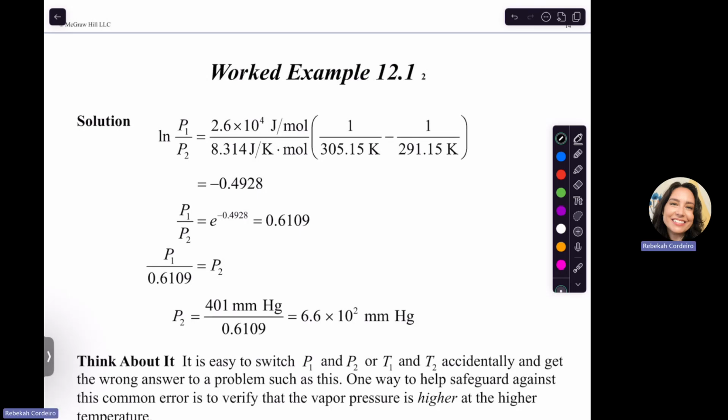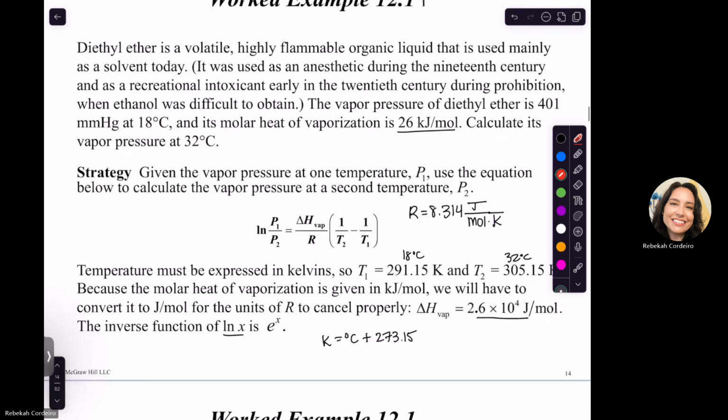They did the whole right side first and got a number. Then to get rid of the ln, we raised both sides to the e. What's kind of missing here, I think, is ln P1 over P2, and raising both sides to the e gets rid of the ln. Then we just calculate e to the whatever, and that gives you your fraction, P1 over P2. We know our P2, they told us: 401 millimeters of mercury.